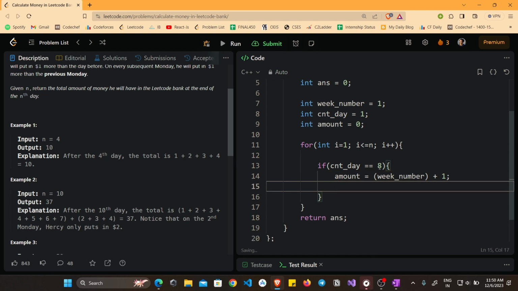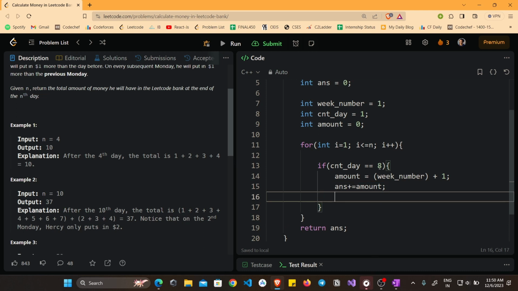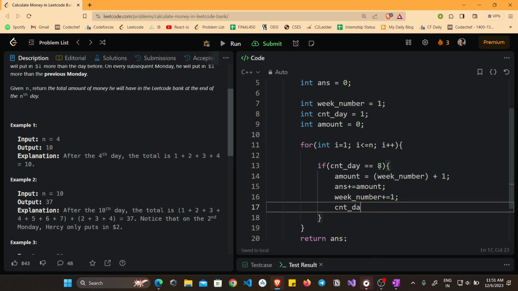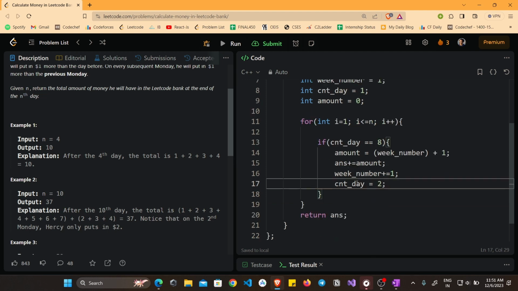Once I have done this, I will add this amount to my final answer, and along with this I will increment my week number by 1, and I will reset my count day to 2. Why am I resetting my count day to 2? Since this is Monday, the next day that I will face will be Tuesday. That's why I'm resetting my day counter to 2 over here.